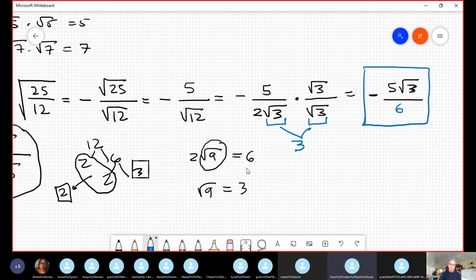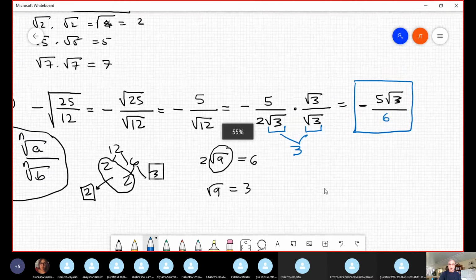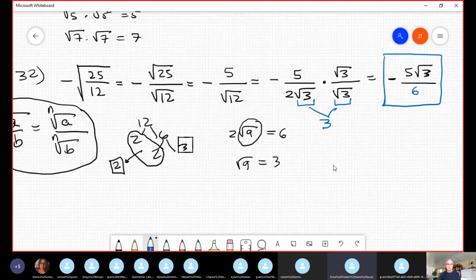Too many steps. Step number 1, separate the fraction into radicals. We can put it separately, with simplification of 12.